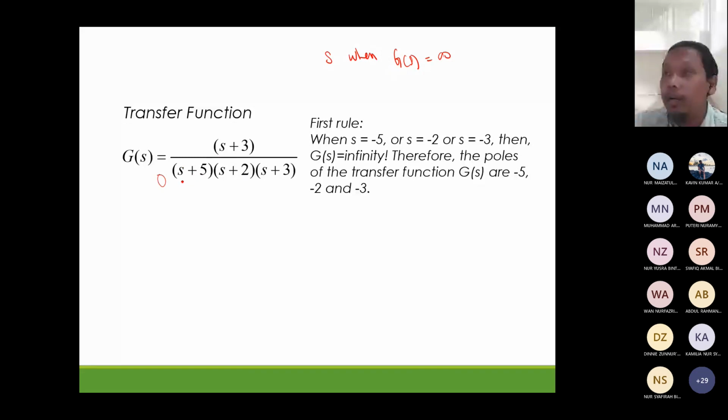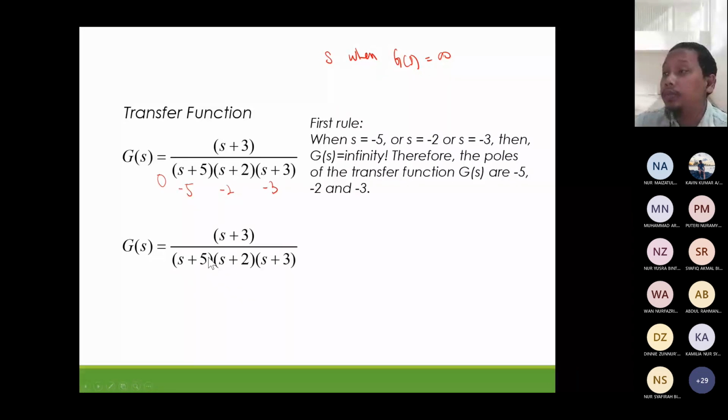So the values are s equals minus 5, minus 2, and minus 3. When s equals minus 5, minus 2, or minus 3, then G(s) becomes infinity. So therefore, the poles of this transfer function are negative 5, negative 2, and negative 3. Okay, so that's the first rule.